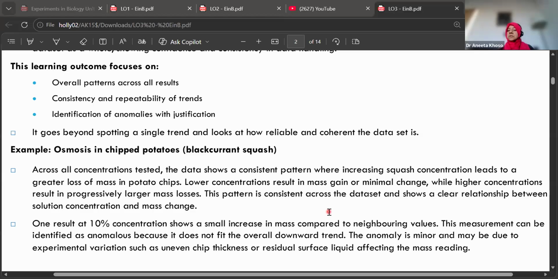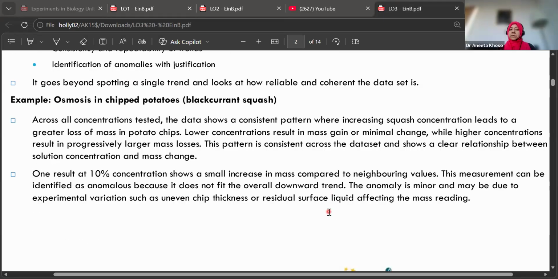This pattern is consistent across the data set. So as many times as the data set was analyzed, this was consistent. We had seen the same findings across the data set, and this shows a clear relationship. So when you see consistency in associations or results, this shows a clear relationship between solution concentration and mass change.